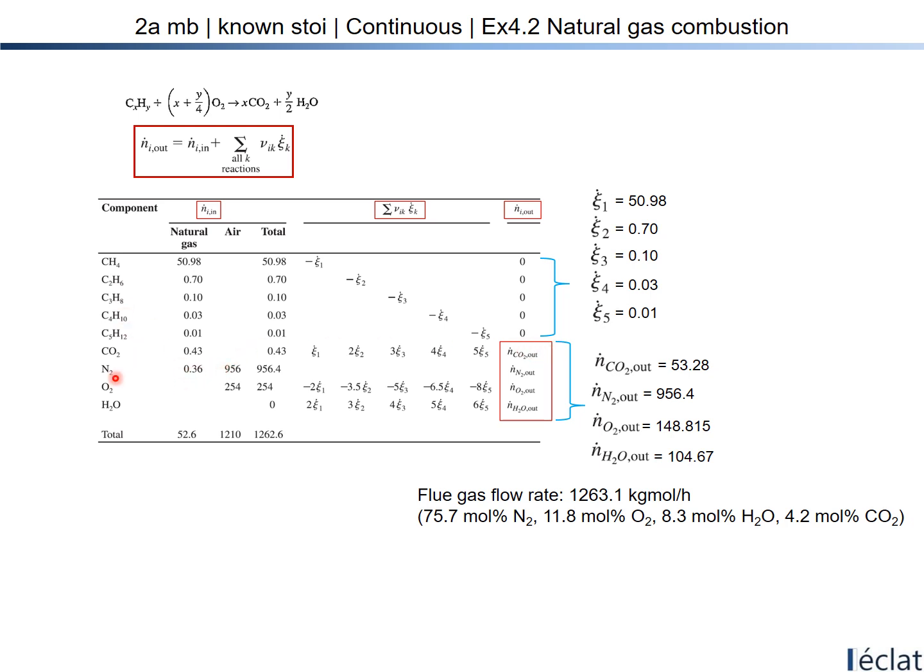Let's go to the nitrogen. Nitrogen is found in the natural gas, also air. So the summation of those two resources about the nitrogen is going to the input amount of nitrogen. And nitrogen is not involved in any chemical reactions. It means this value is just going out of the furnace.